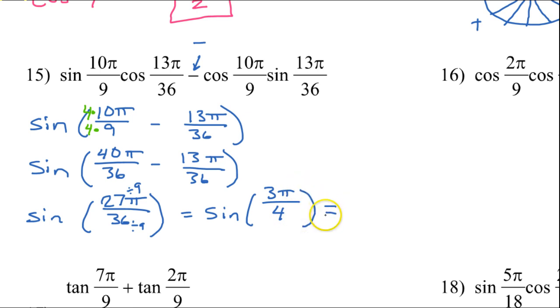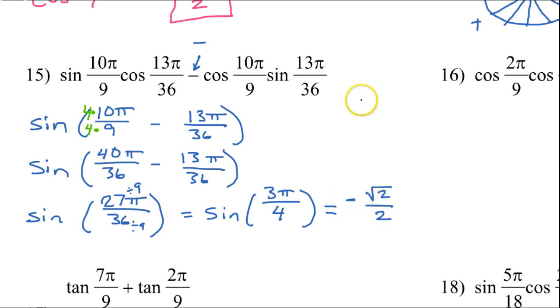Now this I can work with. The reference angle is pi over 4. So the sine of pi over 4 is radical 2 over 2, aka 1 over radical 2. So that means the sine of 3 pi over 4 is either going to be positive radical 2 over 2, or it might be negative radical 2 over 2.